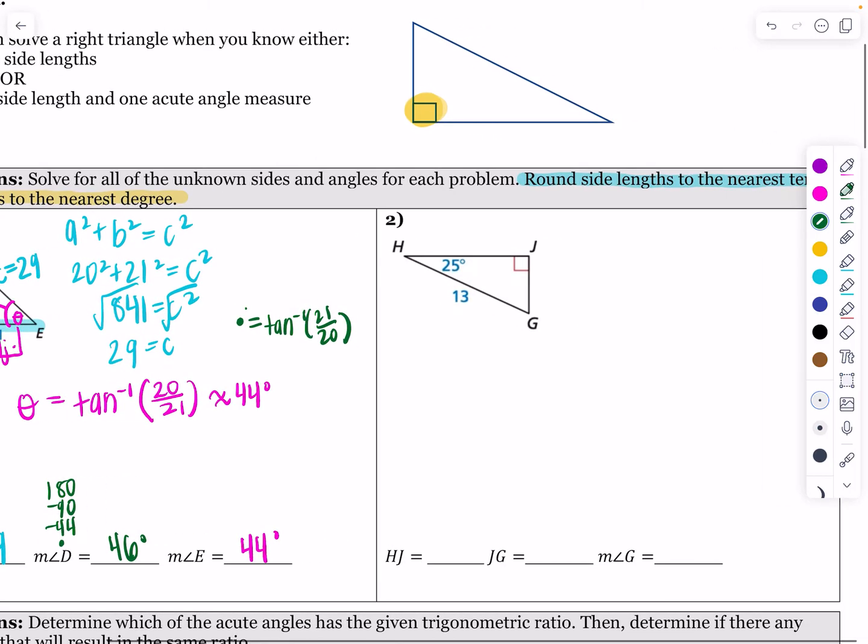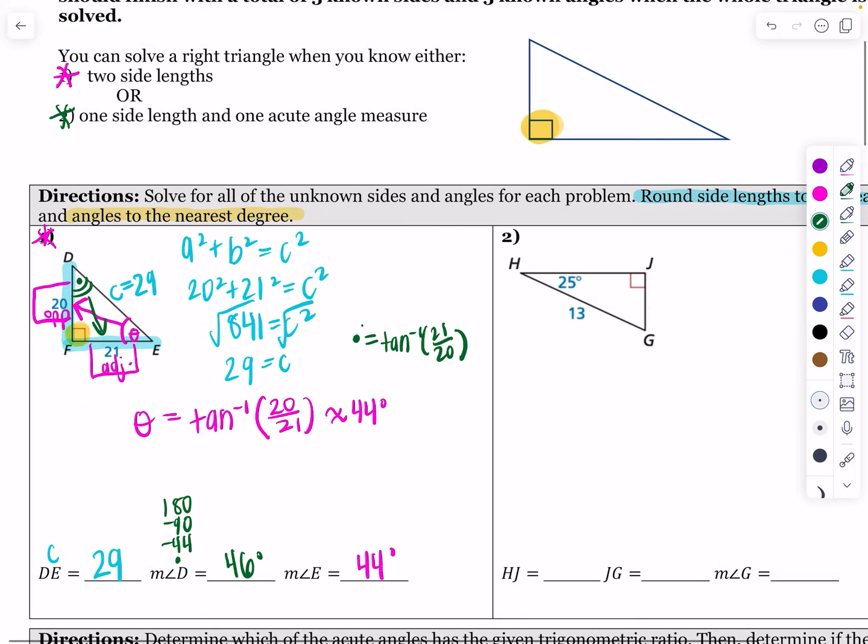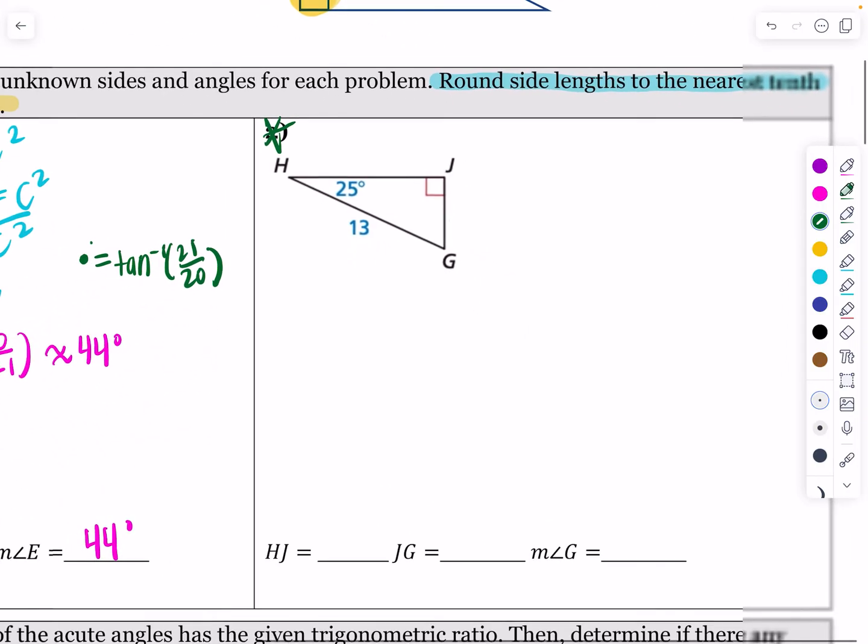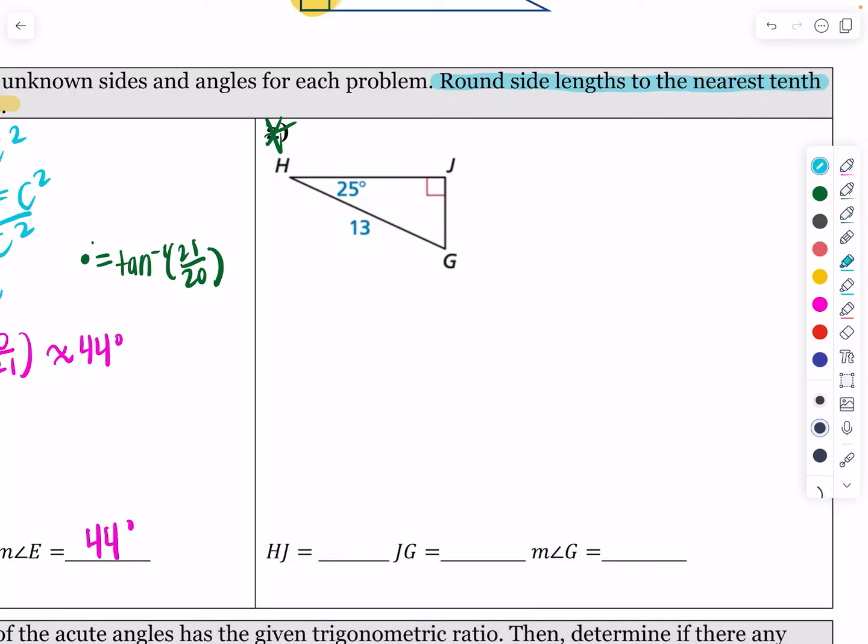Okay? All right, so here's an example of the green star, where we're given one side length and one acute angle measure. The easiest thing to do in this situation is, I already have two of the three angles, so let's find the third angle using the triangle angle sum theorem. These should have a sum of 180. So if I take 180 and subtract off the right angle, 90, and the other acute angle, that's going to give me my remainder of 65 degrees. So this star angle right here is going to be 65 degrees. Now we have all three angles. We just need to find the other sides.